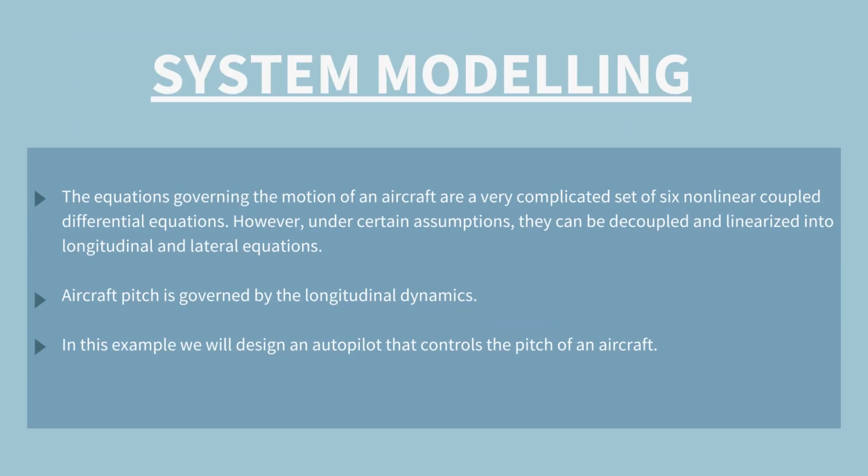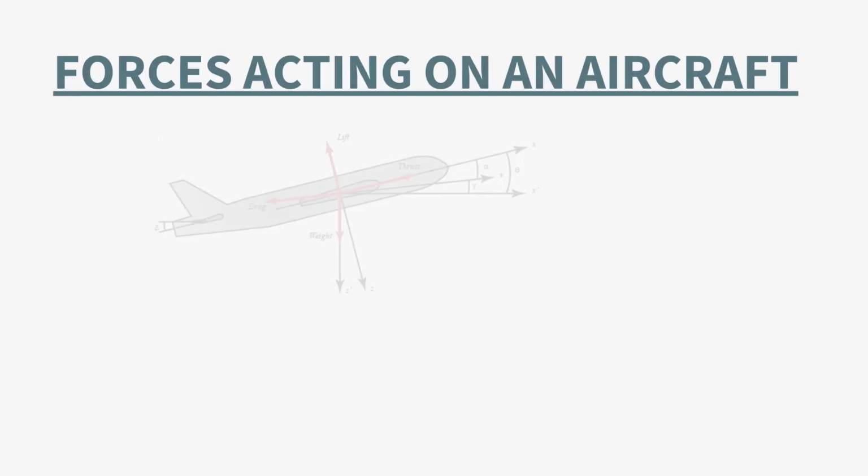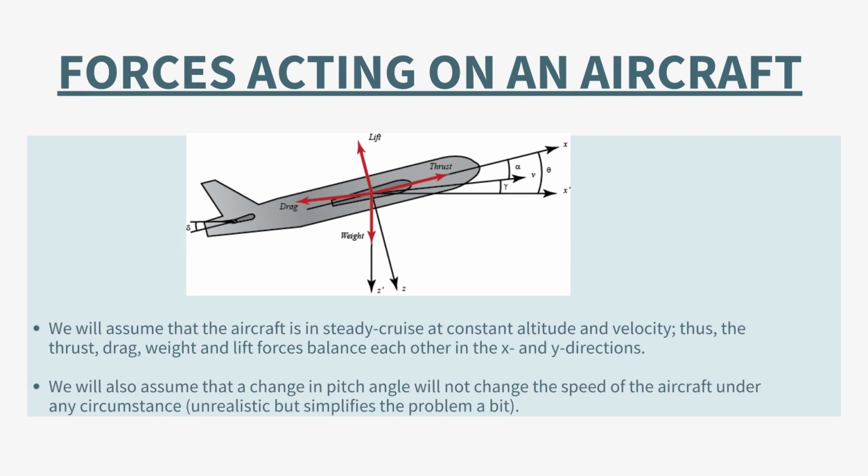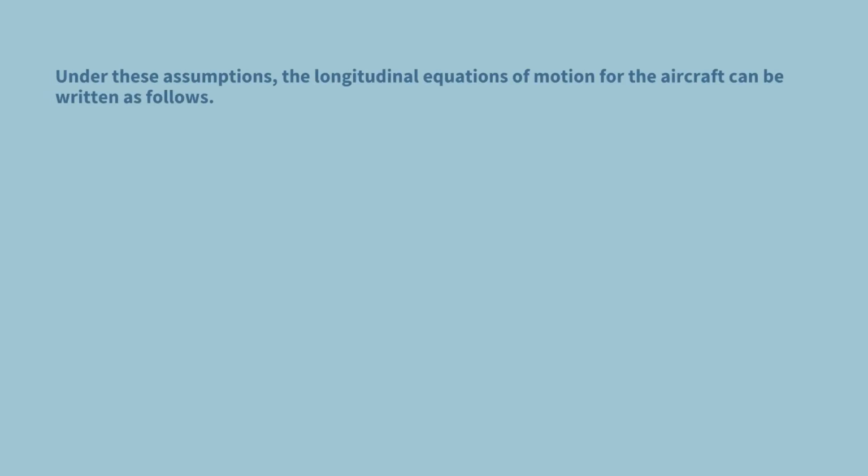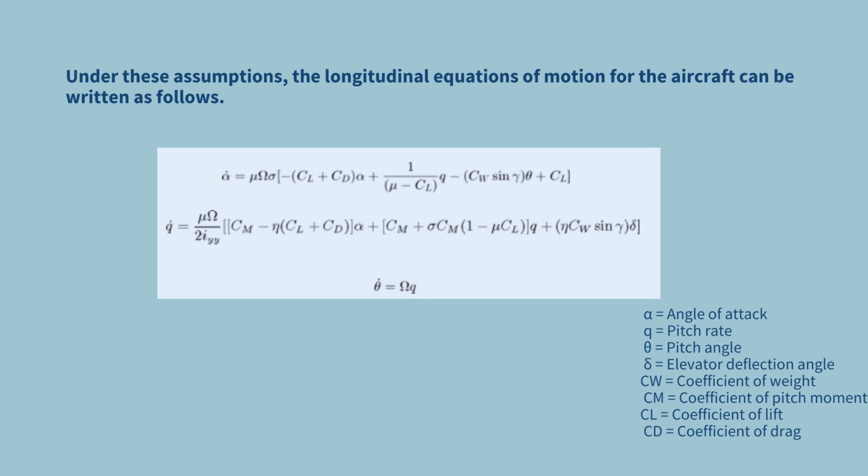We have 6 nonlinear coupled differential equations that govern the motion of an aircraft, and we have simplified them into longitudinal and lateral equations. From the figure, it is clear that there are several forces acting on an aircraft, like the thrust, drag, weight, etc. We will assume that the aircraft is in steady cruise at constant altitude and velocity, so that the forces balance each other. We also assume that a change in pitch angle does not change the speed of the aircraft, no matter what the circumstances. Considering these assumptions, the longitudinal equations of motion for the aircraft can be written as follows.